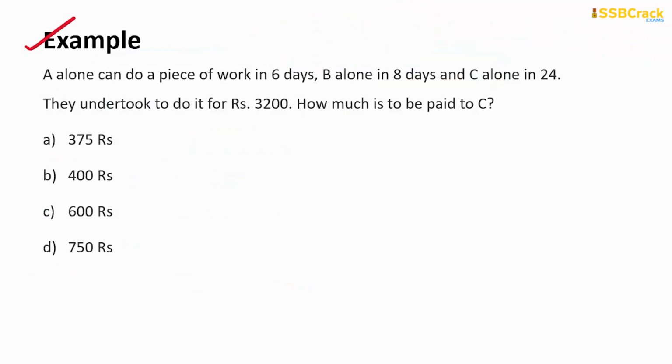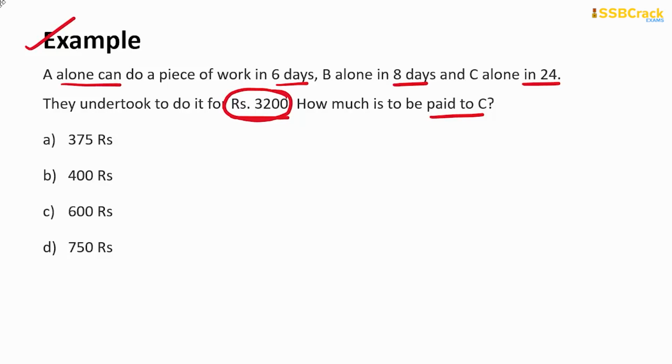So this is the example, and it states that A alone can do a piece of work in 6 days, B can do it in 8 days, and C can do it in 24 days. So they undertook to do it for rupees 3200. So they are getting 3200 for the complete work. So how much is to be paid to C? Right? So we are required to calculate the share of C.